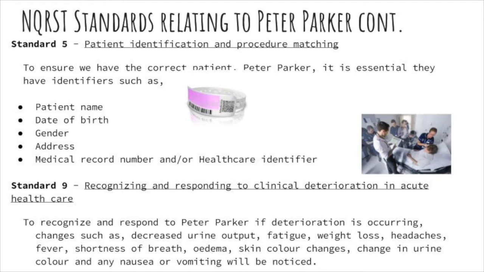Standard 5, patient identification and procedure matching. Ensuring the right care is provided to the right patient is an essential part of providing and receiving safe care. To confirm we have the correct patient, Peter Parker, it is essential that they have the right identifiers such as patient name, date of birth, gender, address, medical record number, or healthcare identifier.